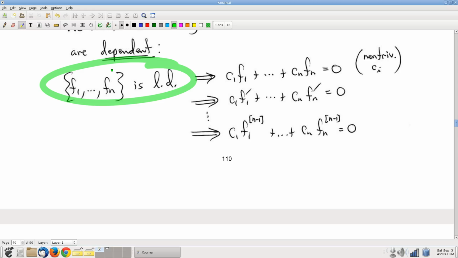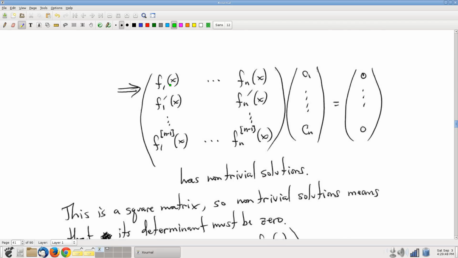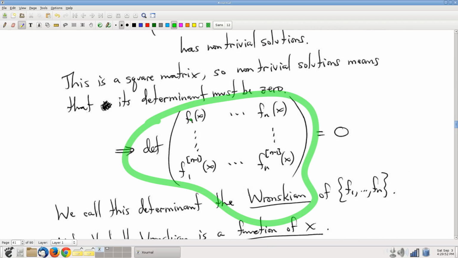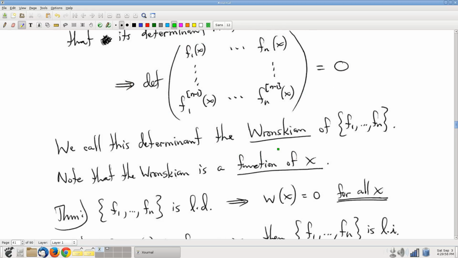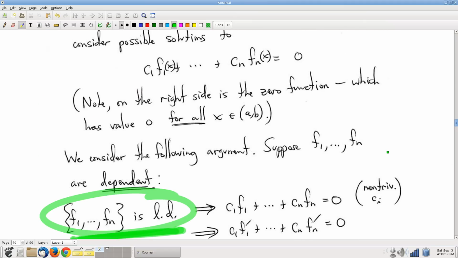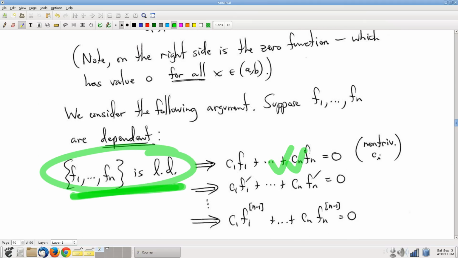Okay, but let's summarize what we've said anyway. If this list of functions is dependent, we've shown that this Wronskian must equal 0. And here we write that down. If the list is dependent, the Wronskian is equal to 0. Mind you, that's equal to 0 for all values of x. Every value of x, right? Because this algebra up here is true for every value of x.